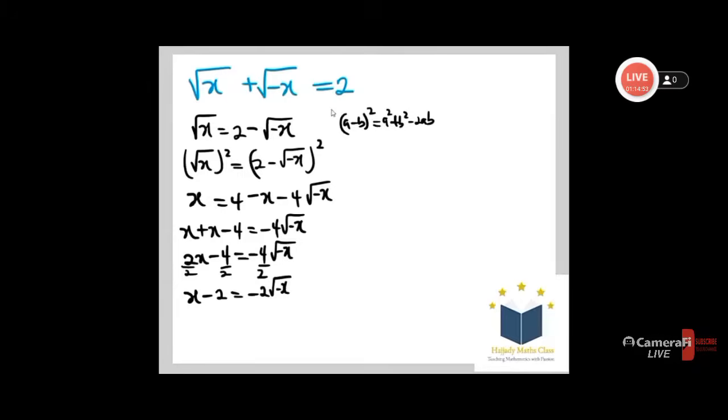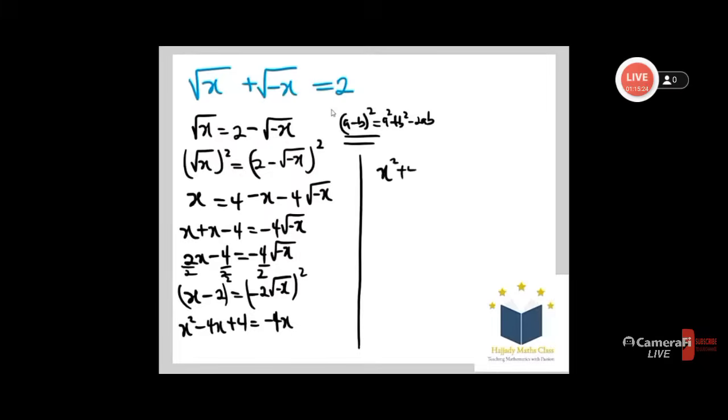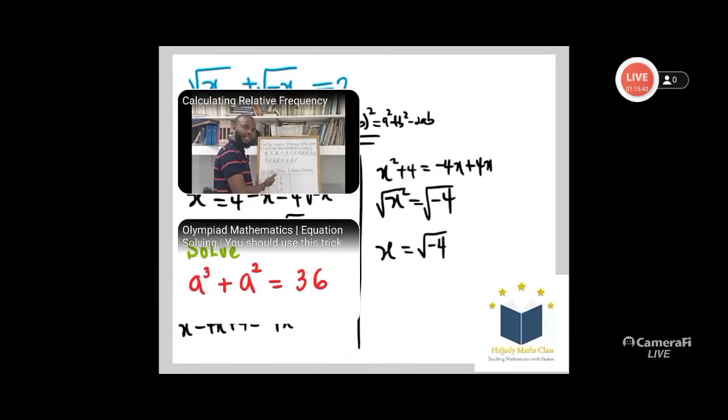So squaring both sides again, and doing the same thing I did here. On this left hand side, I'm going to have x squared minus 4x plus 4 equals negative 4x. So with this, I have x squared plus 4 equals negative 4x plus 4x. So I have x squared equals negative 4. Square rooting both sides, I'm going to have x equals root negative 4. For you to get the solution to this root, this is going to be a complex number. So my x is equal to plus or minus 2i, where i stands for the imaginary. So thank you very much.